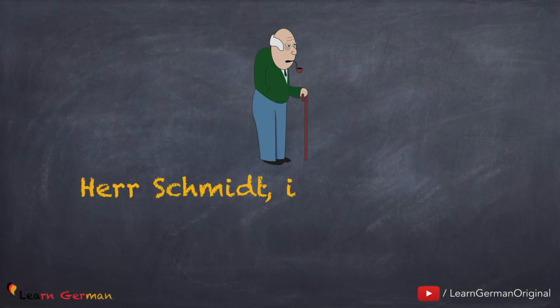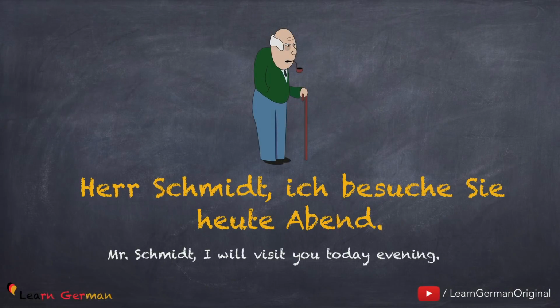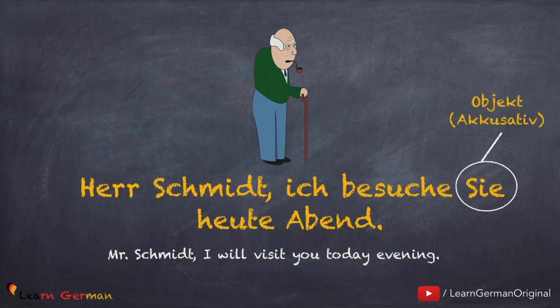Let's look at an example for Sie in accusative. Herr Schmidt, ich besuche Sie heute Abend. Since ich is the nominative Subjekt, Sie in this case is the accusative Objekt. As you can see, the situation here is formal, hence we would use Sie with a capital S.